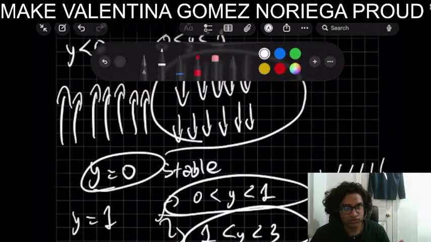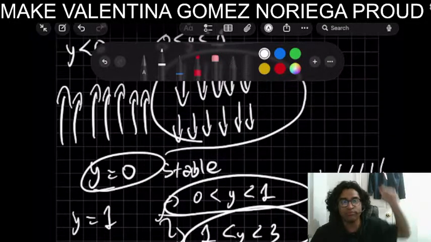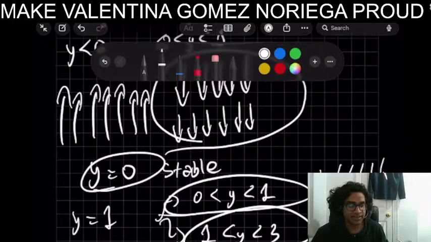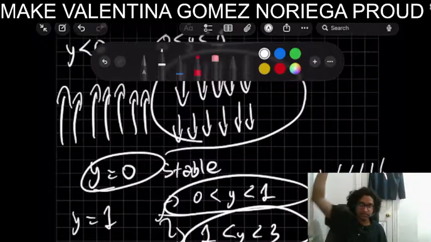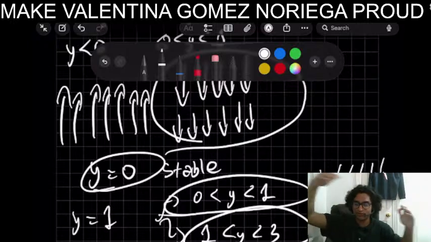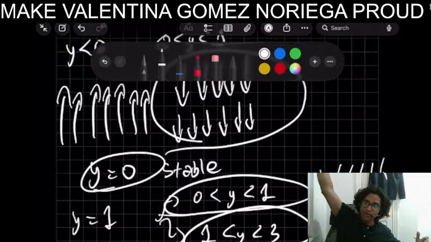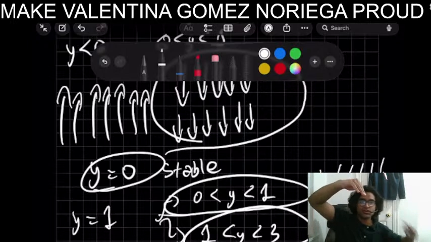On y equals 0, we had the below going above and the above coming below. If you didn't understand, that's fine. It's like rain falling and the water pressure going up. So think of it that way: something from above coming down and something from below going up.